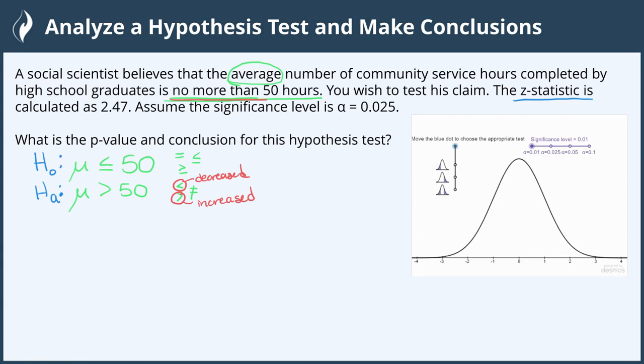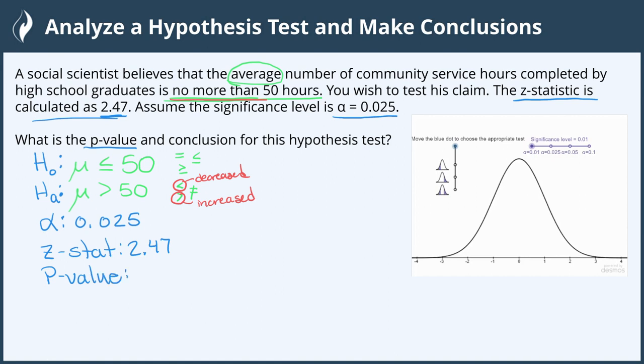Now that we have our hypotheses, let's go find the rest of the information that was given to us. We have a z-statistic that was given as 2.47. So let's go ahead and write our z-statistic. And the z-statistic is also considered our test statistic. And the last thing that was given to us is that we have a significance level of alpha equaling 0.025. We were asked to find the p-value, so let's put this here, and the conclusion for the test.